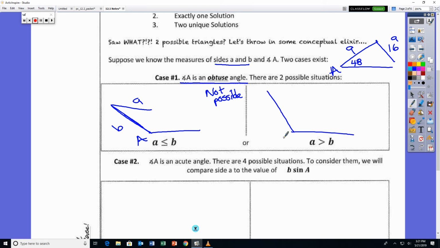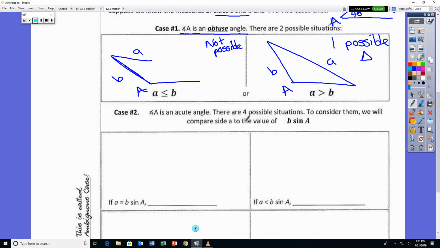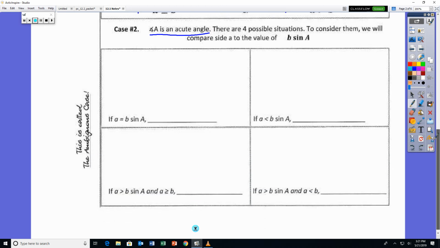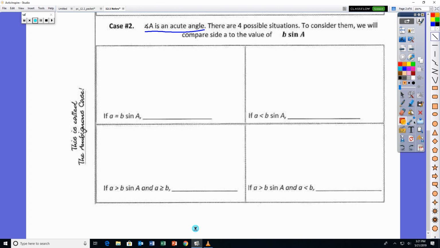Now, on the reverse, if they give you angle A as an obtuse angle, and side A is longer than side B, then it is possible to have a triangle, but there is only one possible situation where a triangle can be made. That's pretty straightforward. Now, what if angle A was acute instead? If angle A was an acute angle, now's where we got a couple different options of what could happen. Alright, so if angle A was acute, and I'm going to refer to everything here in a little bit of a different form. So my angle A here. So I got an acute angle for A.